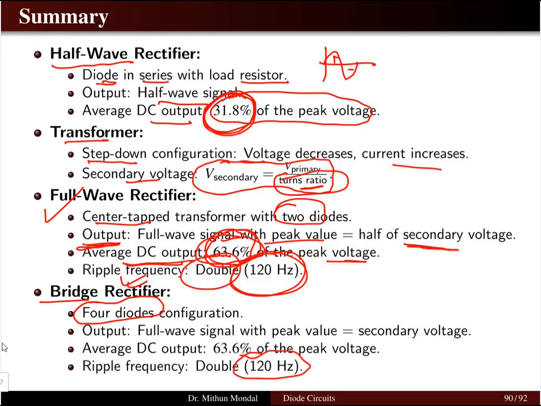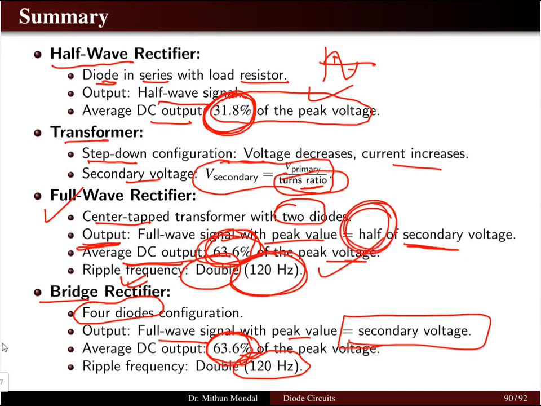The output DC voltage is also 63.6% of the peak voltage, similar to center tap. But here the full wave signal with peak value will be equal to the secondary voltage, similar to the half wave rectifier. So here we have the half value in the case of the center tap rectifier, and here we have the full value.